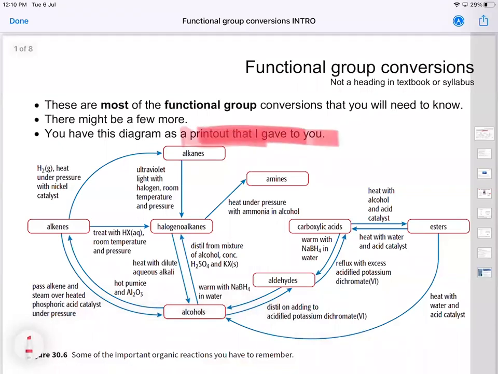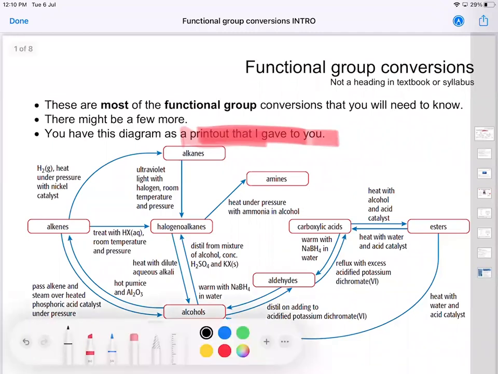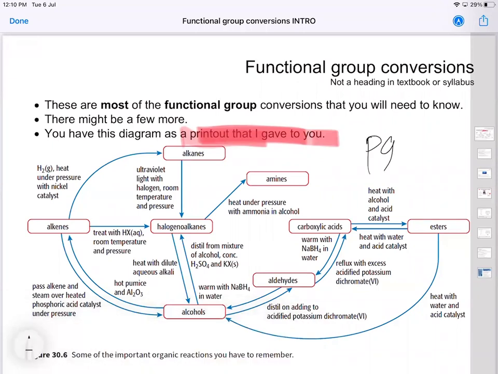So if you sift through your notes somewhere in your actual file of your paper notes, this is in here, but it's also in the textbook. It's somewhere at the back of the textbook on page, I'll find it for you now, and I can at least write it down for you. It's in organic synthesis on page 460. So it is in your textbook on page 460, but you also have it as a printout.